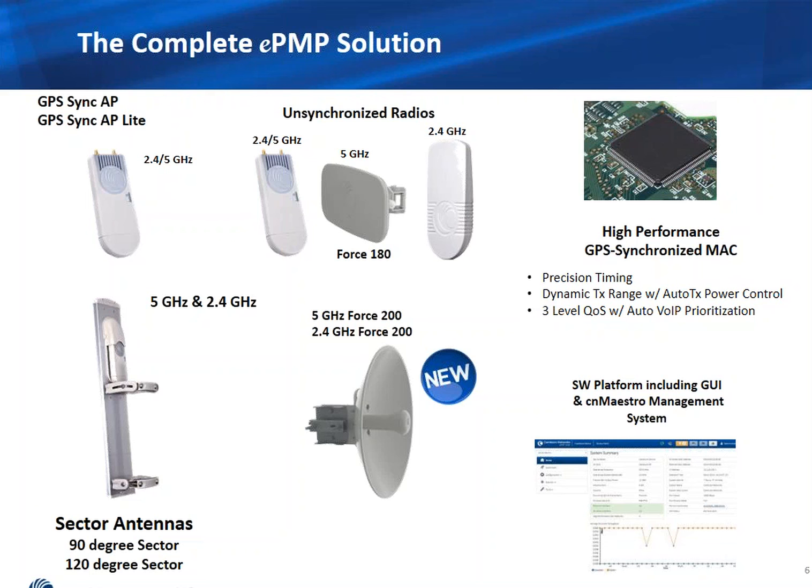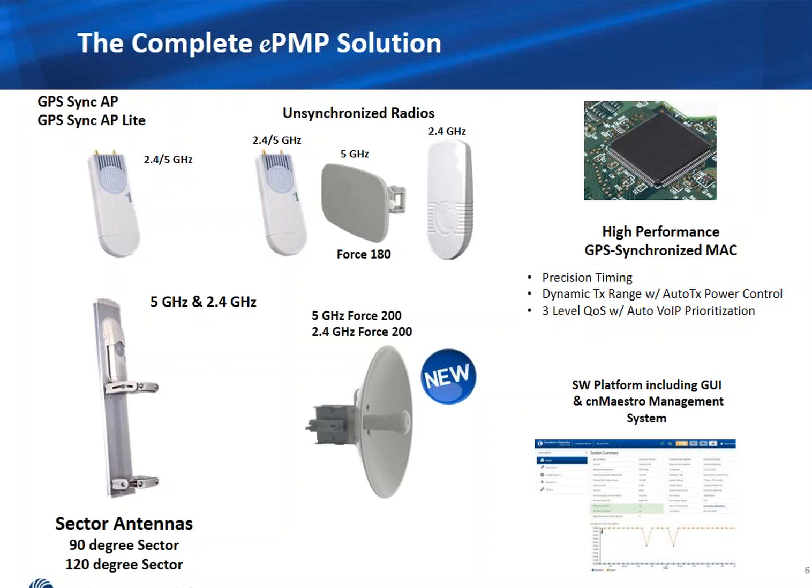So we have connectorized radios. We have radios that have integrated patch antennas. One of the more recent ones we've introduced is the Force 180. That's got an integrated 5 gigahertz patch antenna. And then the products that we're talking about today, the Force 200, are new products to the portfolio that provide you with a very cost-effective and efficient solution for getting a high gain SM or a very low cost and high performance point-to-point network.